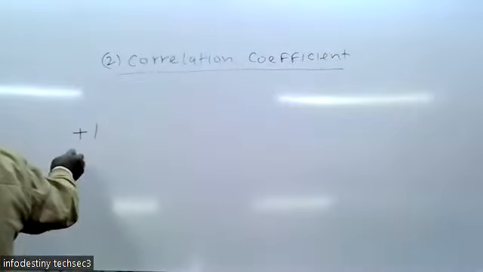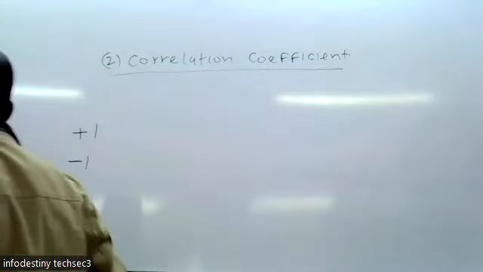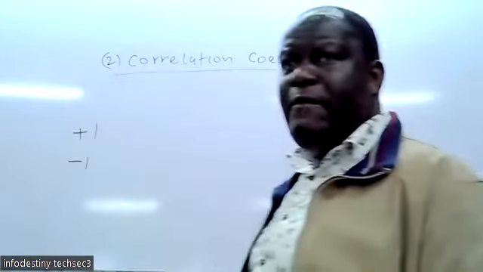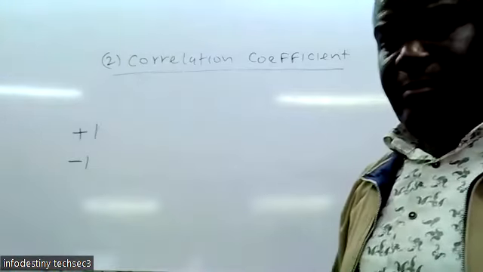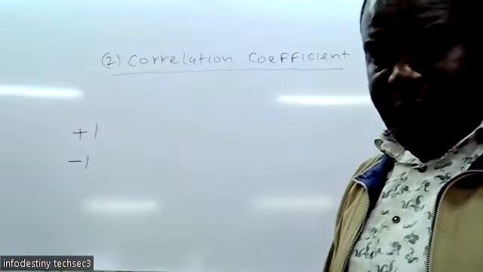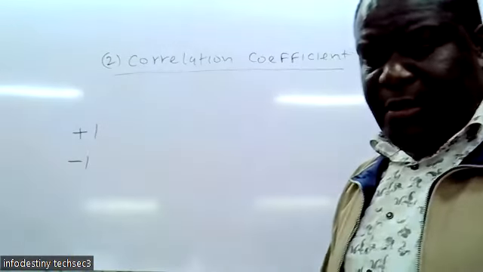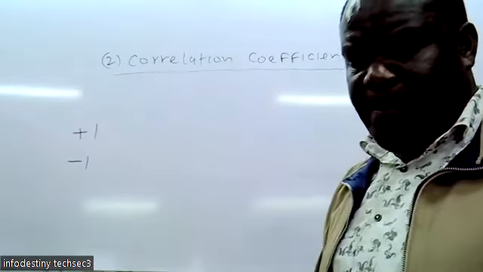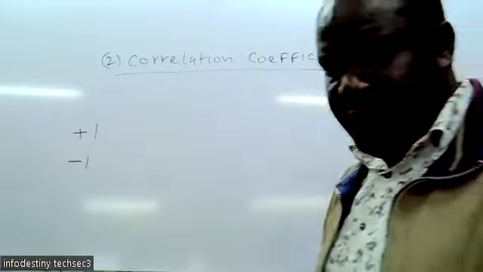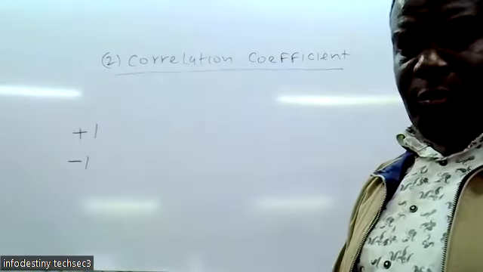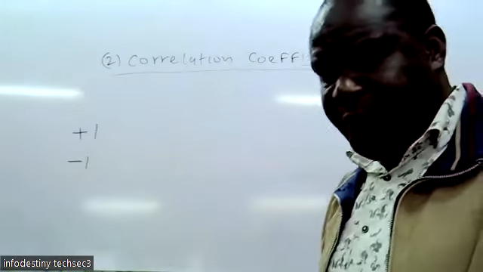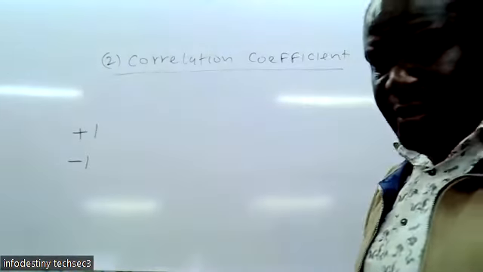Another paragraph, we have it as -1. That -1 means that the two securities are perfectly negatively correlated.